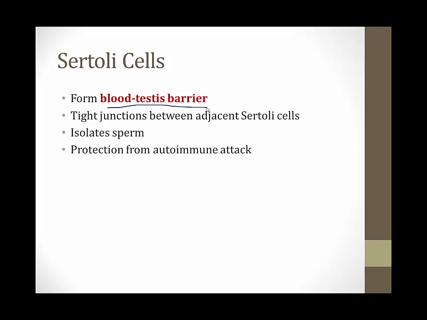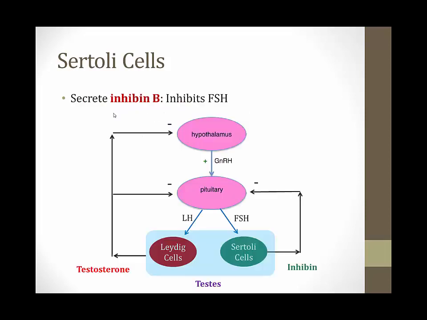This is called the blood-testis barrier. The tight junctions between adjacent Sertoli cells form this barrier. It isolates the sperm, and it protects them from autoimmune attack from the body. The Sertoli cells secrete an important substance called inhibin B, which exerts negative feedback on the pituitary gland to inhibit FSH.